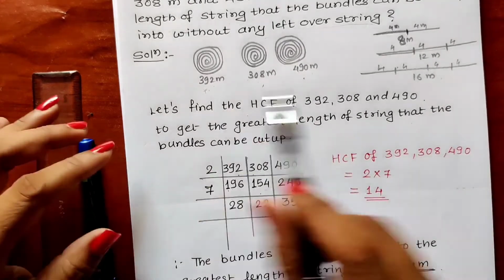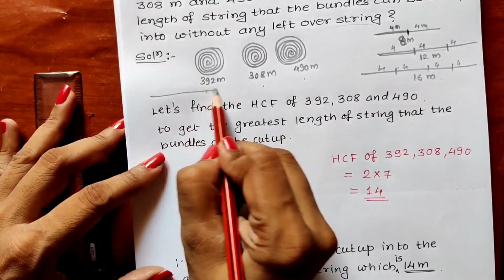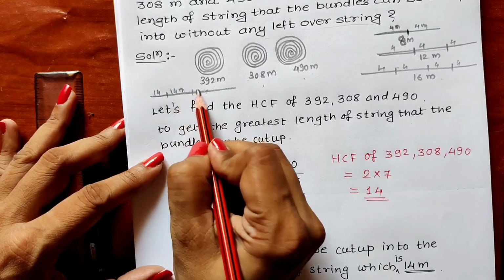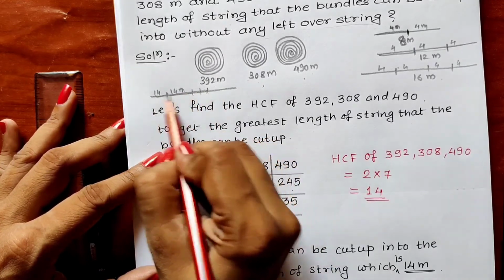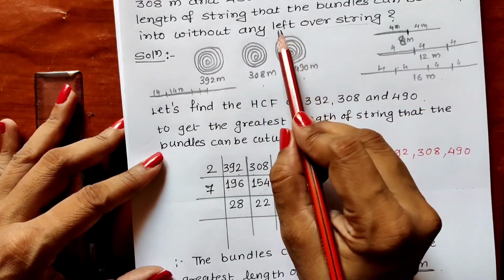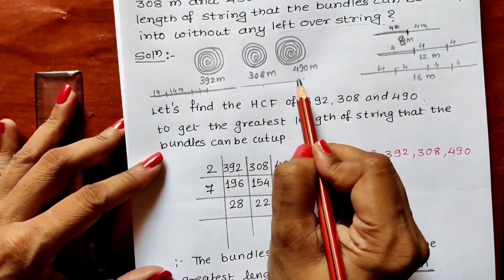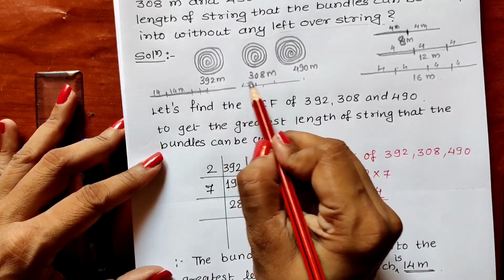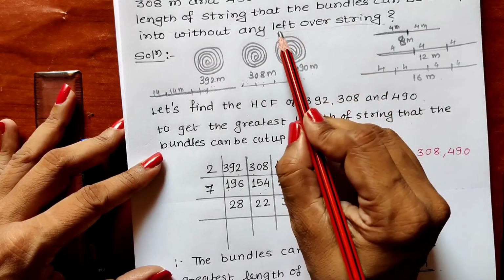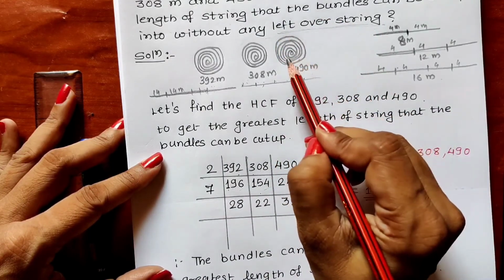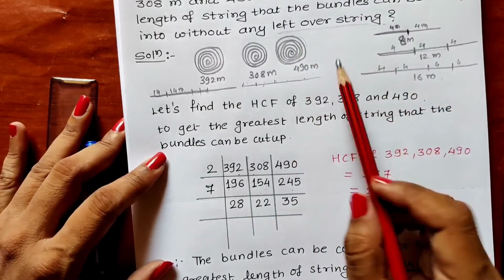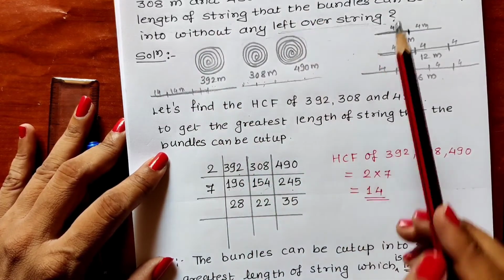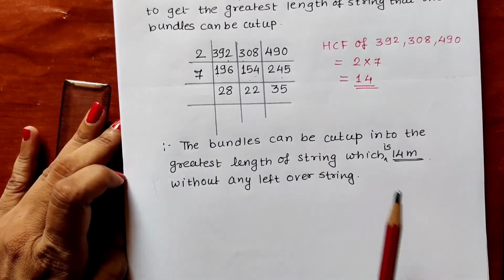Each piece, that means this 392 meter string can be divided into lengths of 14 meter, 14 meter, 14 meter. All these small pieces will be of 14 meter, and there will not be any leftover string. Similarly, 308 meter long string can also be divided into small pieces of 14 meter, like that. So there will not be any leftover string. Similarly, this 490 meter string also will be divided into small pieces of 14 meter. The greatest length of one piece will be 14 meter. In this way we have to write the answer.